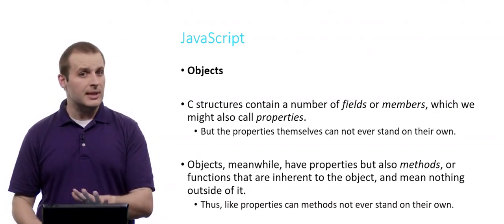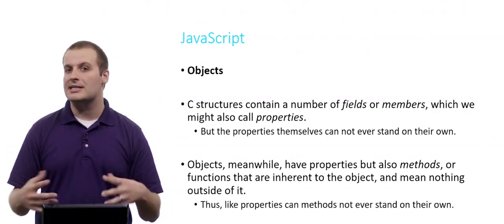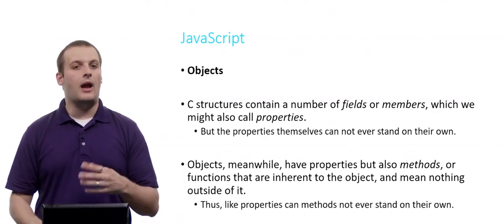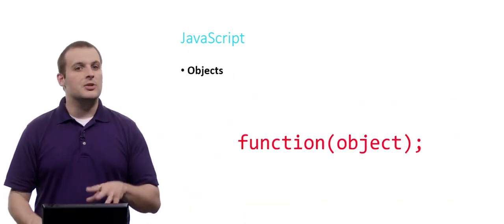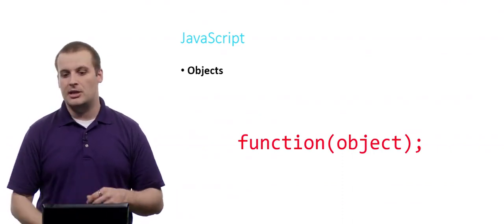But just like properties, methods don't stand on their own either. It's not like a function that just exists in the abstract. It is a function that only exists in the context of, in this case, an object. So where we might do this in C, function parentheses object, where object is a parameter to the function being called, that is not object-oriented styling.